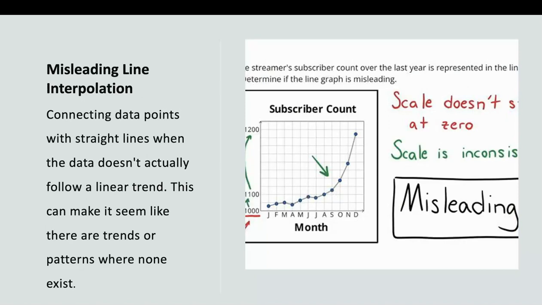Misleading line interpolation, connecting data points with straight lines when the data doesn't actually follow a linear trend. This can make it seem like there is a trend or a pattern when really none exists. You can see this on the chart on the left, where you have 1,000 at the base and 1,100 moves up about 2 blocks, and then you have several blocks within it. It gives it an upward curve where technically it should be moving along this line here, and shouldn't be sloping that high. And so that's a misleading line there.